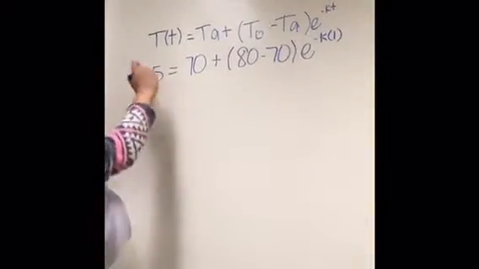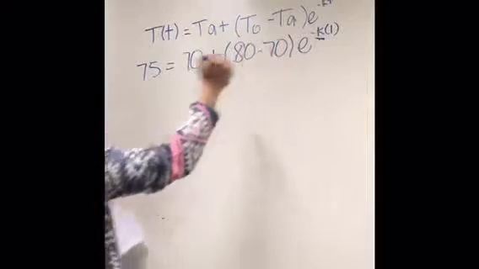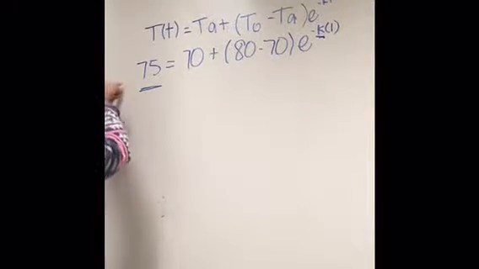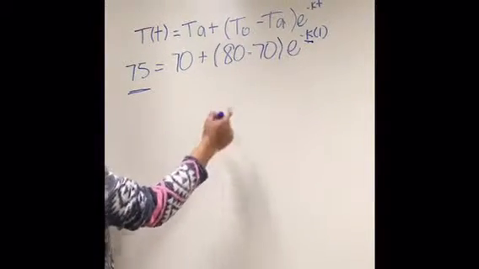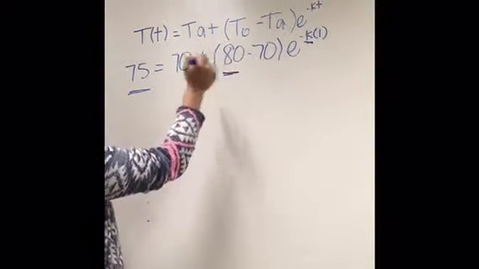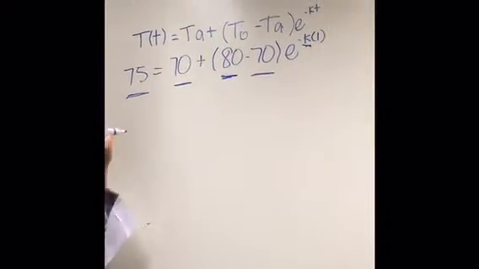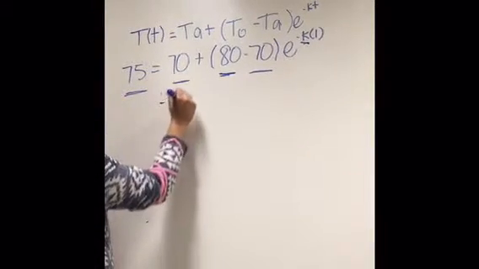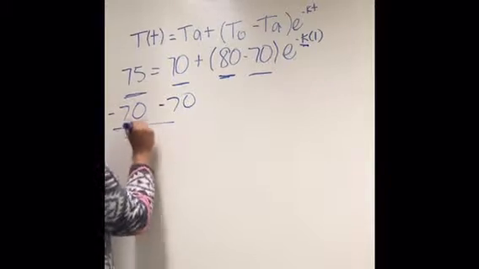Okay, so we use this equation in order to find our constant, which is K. 75 is used because that is the temperature that's changed after the body was found. So 80 is the initial temperature and 70 is our constant. So in order to find K, we have to subtract 70 from both sides, and then we get 5.